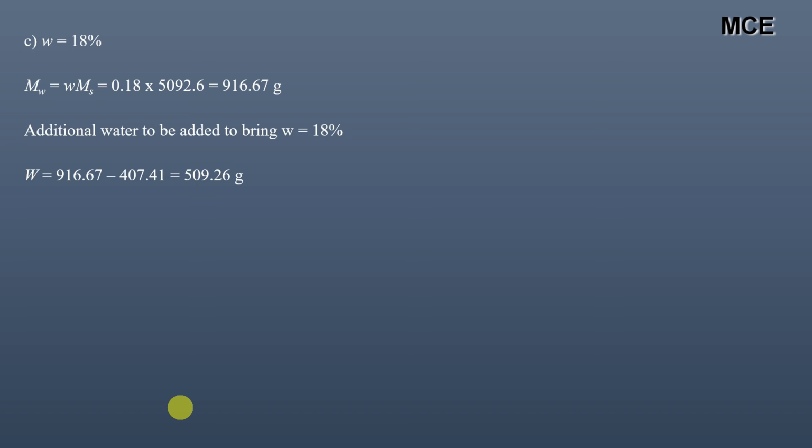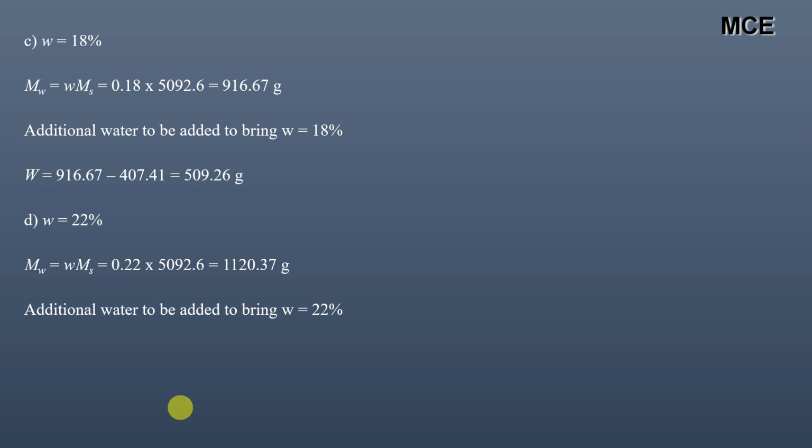And for water content equal to 22%, mass of water should be 0.22 times 5092.6, which is 1120.37 grams. Additional water which you need to add to bring its water content to 22% is 1120.37 minus 407.41, which is 712.96 grams of water you need to add to this soil to bring its water content to 22%.